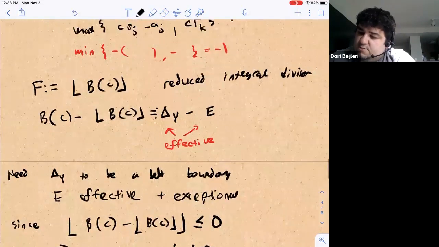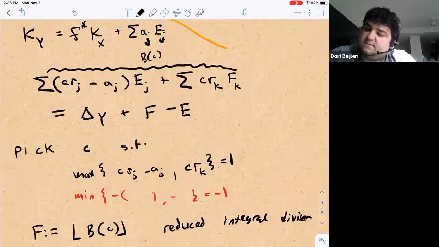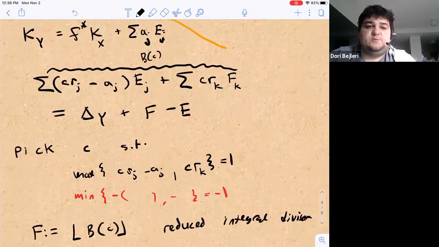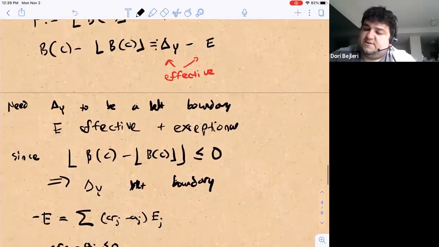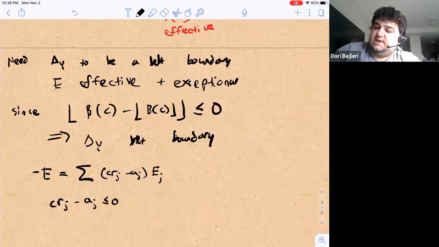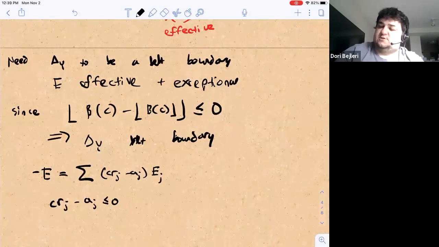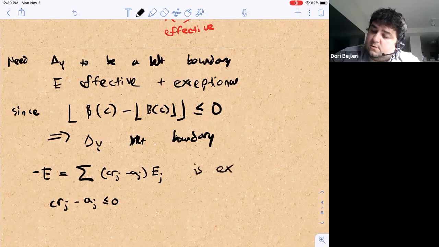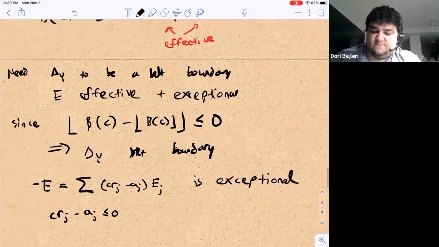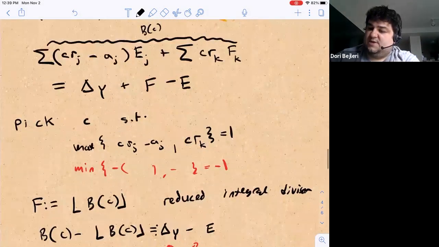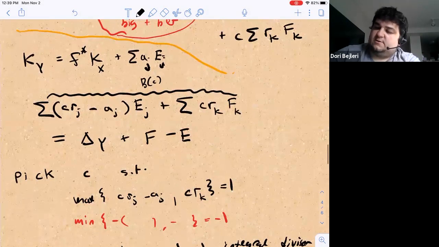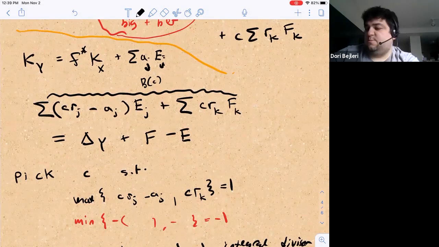Because if we scroll back up, these r's are non-negative. So these r's are always going to contribute to the delta piece or the f piece. They can't contribute to the minus e piece. So whatever's left here is the sum of these, but just from looking at it, this is exceptional. Okay, so we've written this b divisor as a KLT boundary plus an integral divisor minus an effective exceptional divisor.